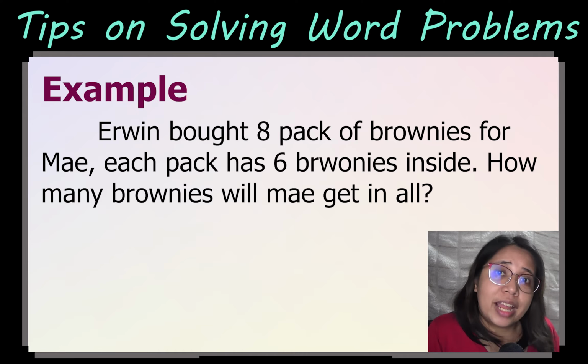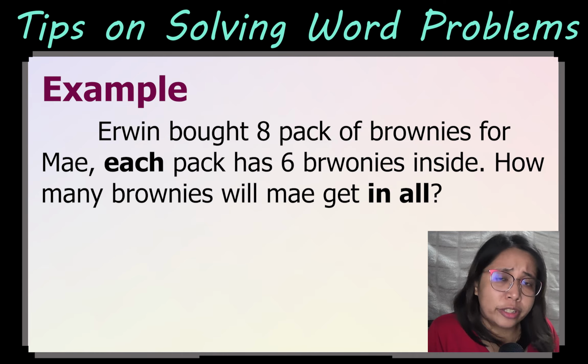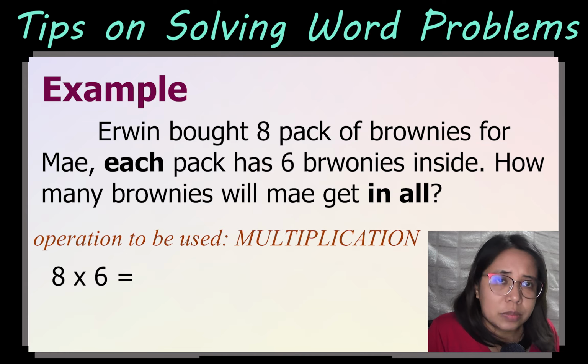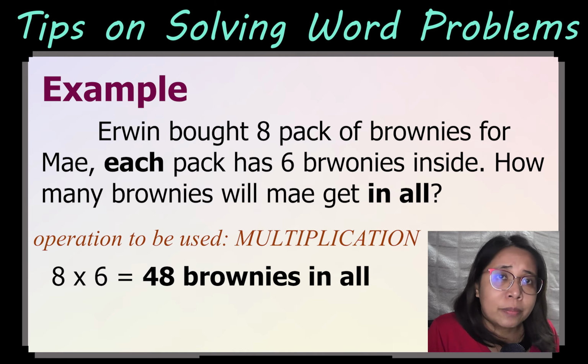So, bali ang keyword naman natin sa problem na ito ay yung each at in all. So, pwedeng addition, multiplication, or division ang ating gagamitin. Pero pag inintindi nating maigi yung problem, okay, ang kailangan ay yung total number of brownies na makukuha ni May sa 8 pack kung ang bawat pack ay may lamang 6 brownies. So, ang operation na gagamitin natin ay multiplication kasi ang solution natin dito ay 8 packs of brownies times 6 brownies per pack, and that is equal to 48 brownies. Okay, so May will get 48 brownies in all.